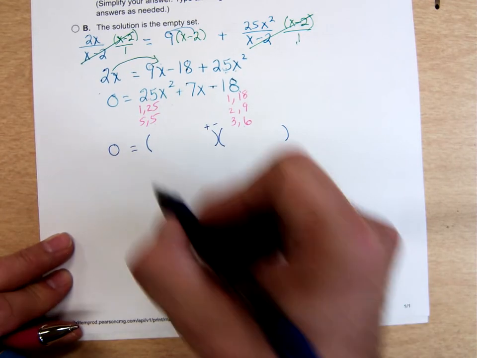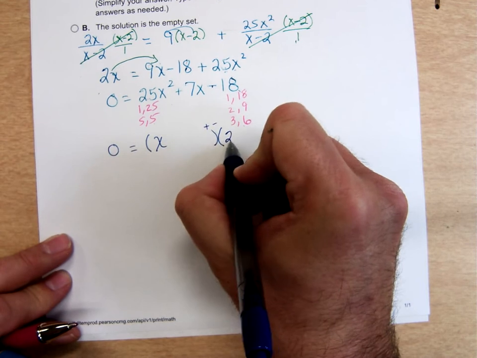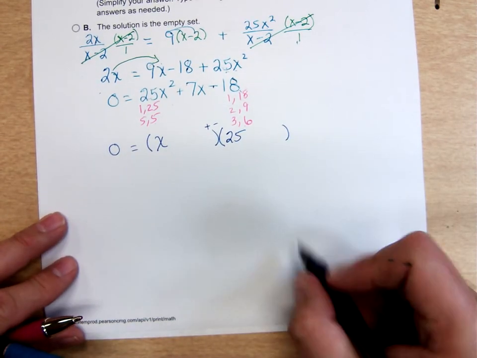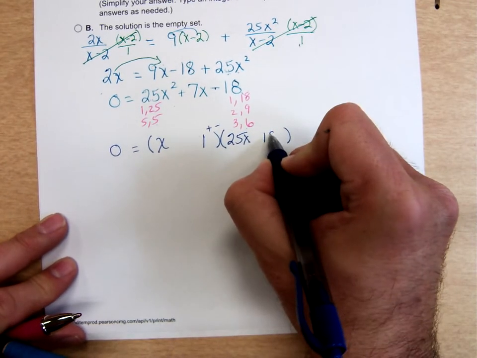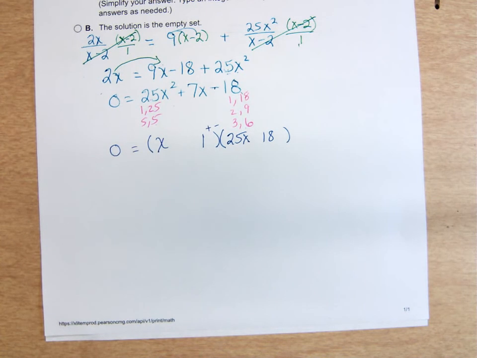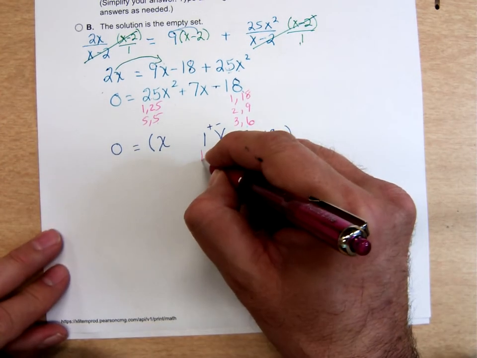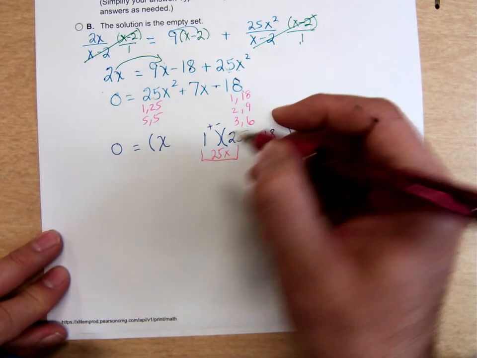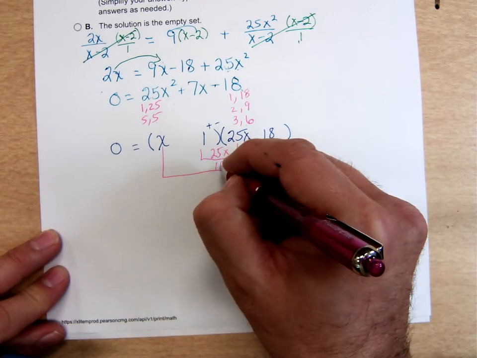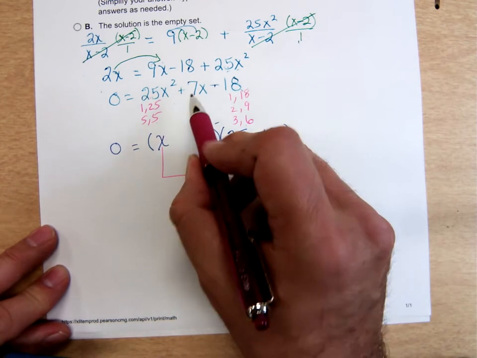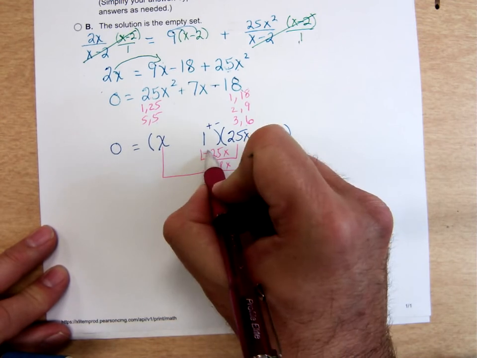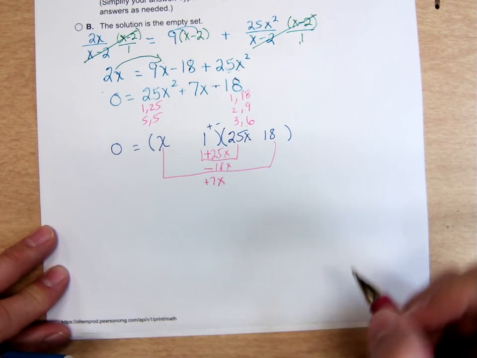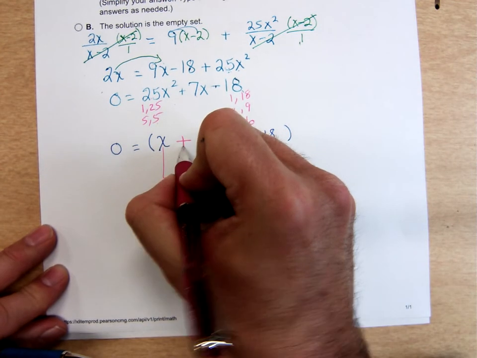So let's see, if I go 1 times 25, oops, so 1x times 25x, and 1 times 18. Can I make this work out and give me a positive 7x as the middle term? I'd have a 25x and 18x. If I subtract those, I get a positive 7. So that would mean that 25x would need to be positive and the 18 negative. So plus 1, minus 18.